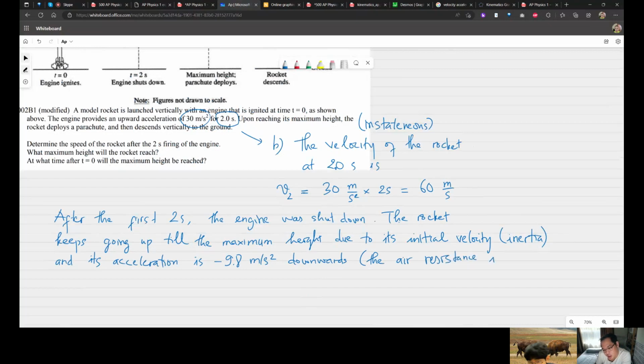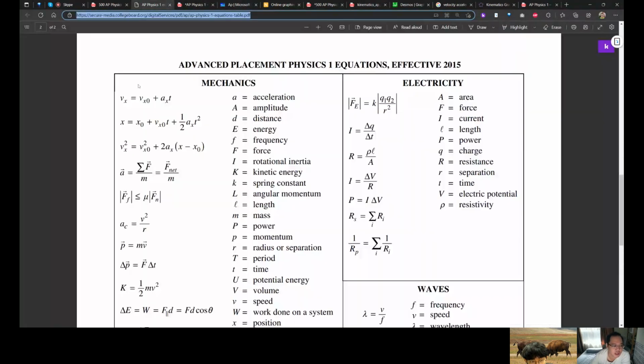Resistance is neglected, so the acceleration is minus 9.8 meters per second squared, and the maximum height is calculated by using the third equation here. The maximum height is this subtraction, x minus x zero. x zero is on the ground, which is zero.